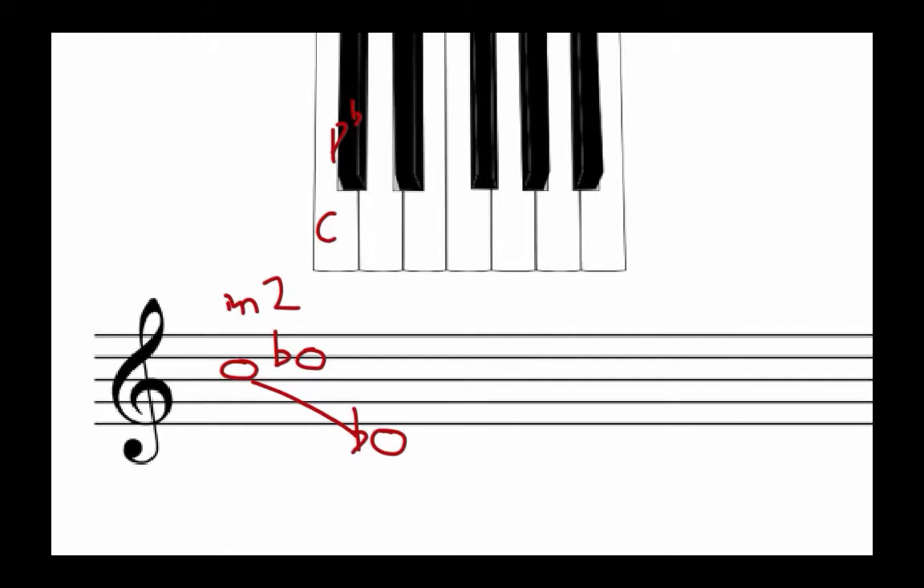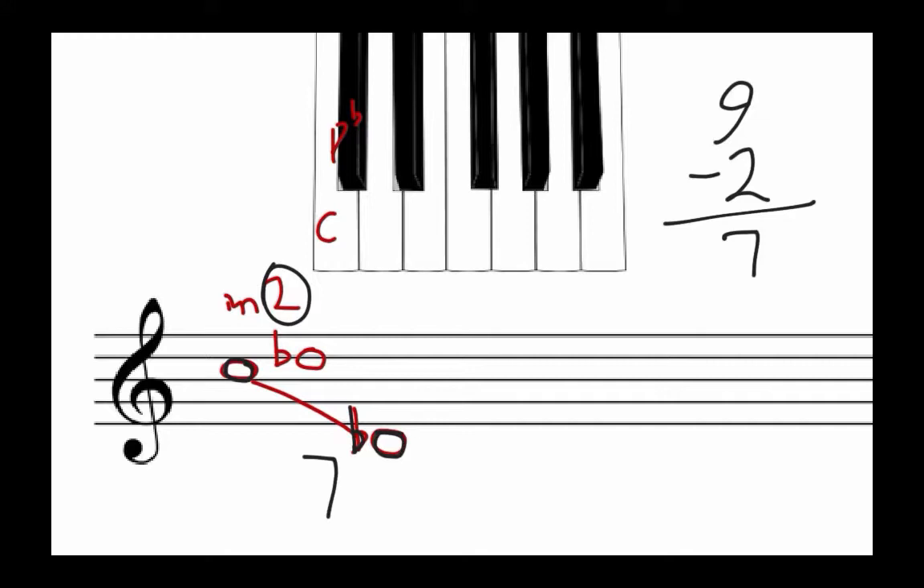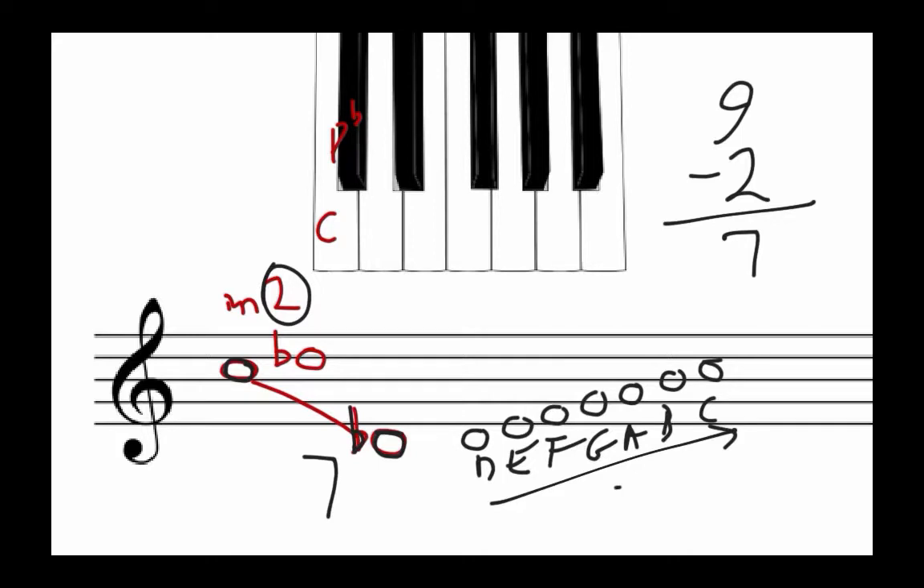I'll show you what I mean. 9 minus 2 is 7. And that's where we get that C down to D flat is a seventh. It turns out that it is seven different letter names. Here we go: D, E, F, G, A, B, C. So that's 7.